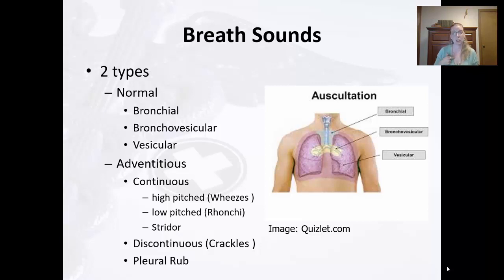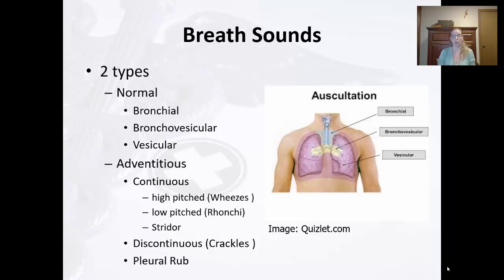Now, bronchovesicular breath sounds, finding that sternal angle again, right? The sternal angle is the second intercostal space, and that's the point on the body where the trachea bifurcates into the main stem bronchi. And bronchovesicular sounds are air heard in the main stem bronchi. So you would put your stethoscope in the second intercostal space on the left and the right side of the sternum to hear bronchovesicular sounds.